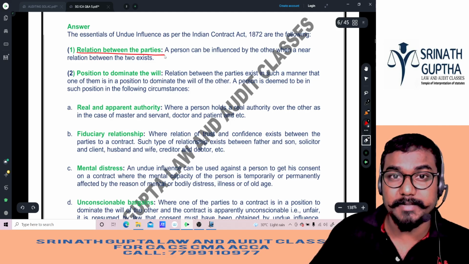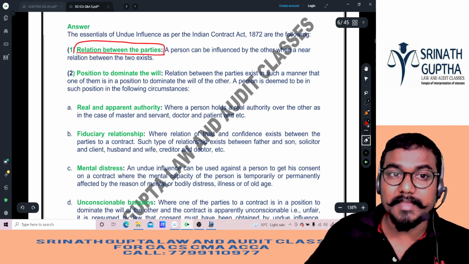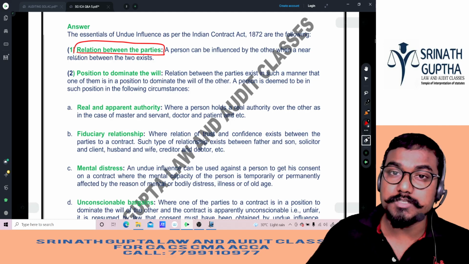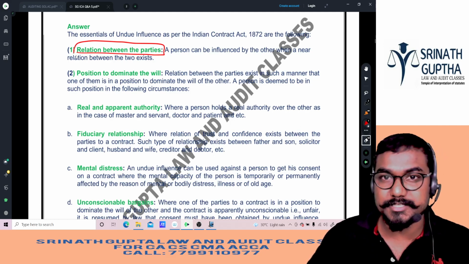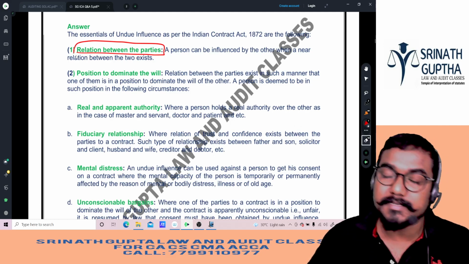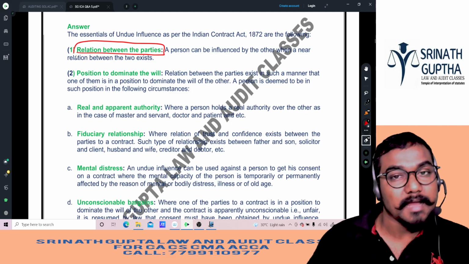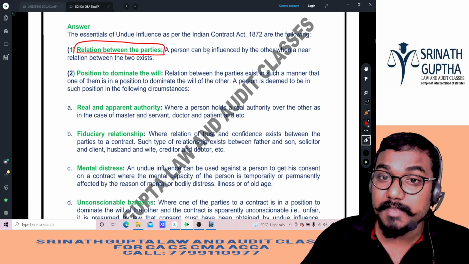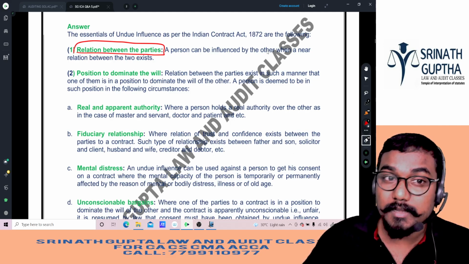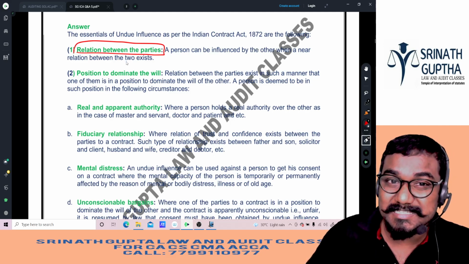There must be some relationship between the two parties, like father and son, Guruji and disciple, doctor and patient, master and servant, income tax officer and assessee. A person can be influenced by another when a near relationship exists between the two parties.